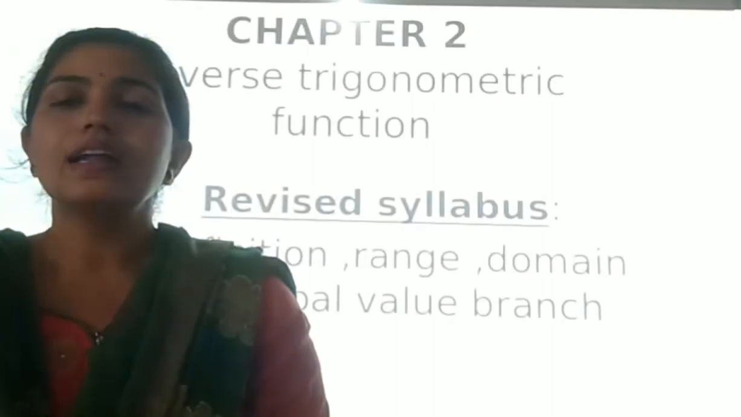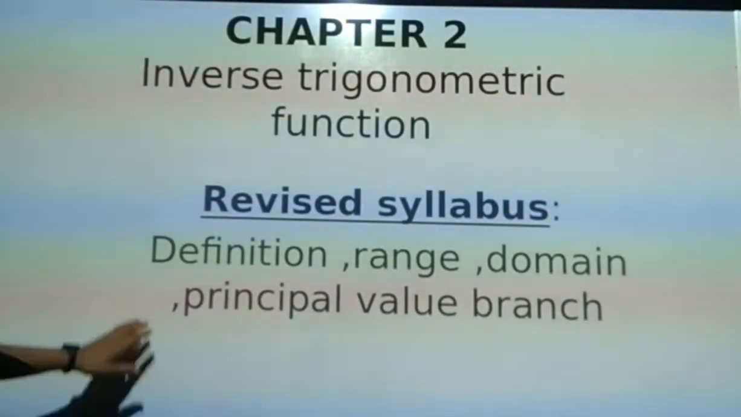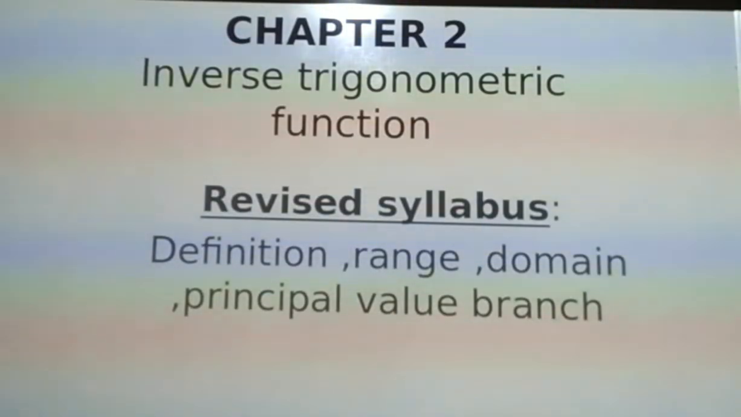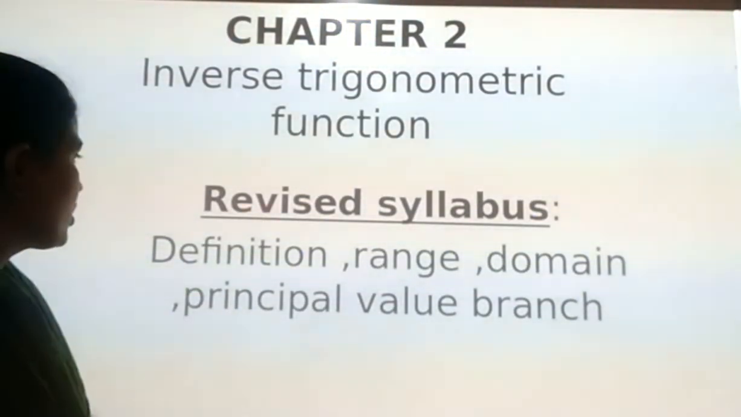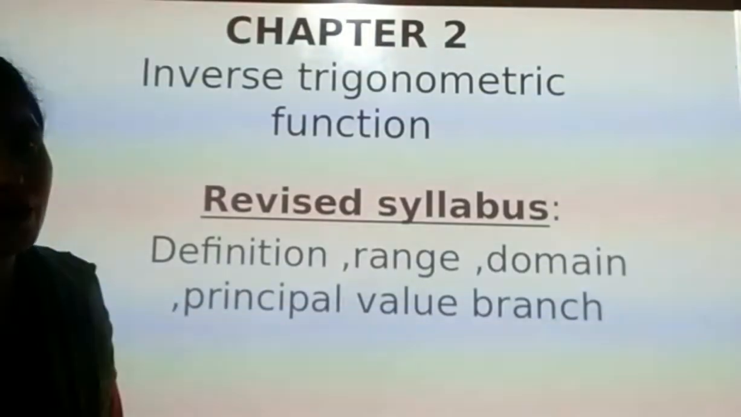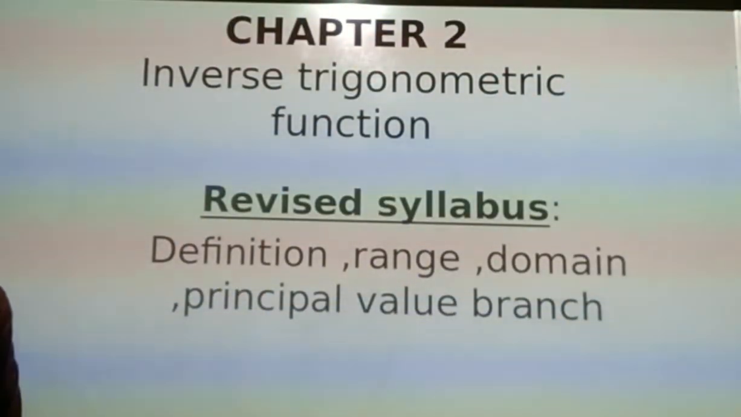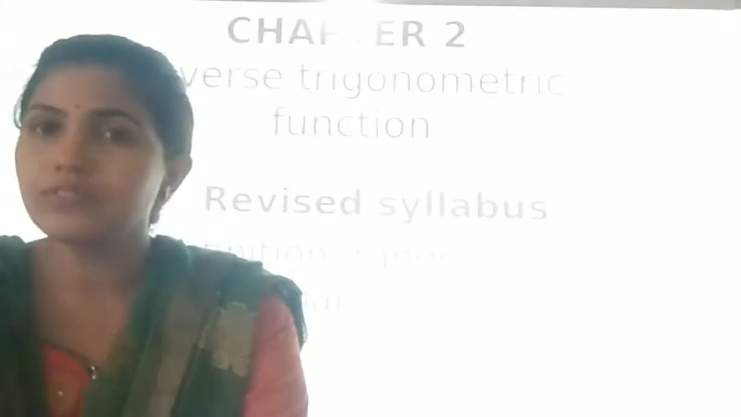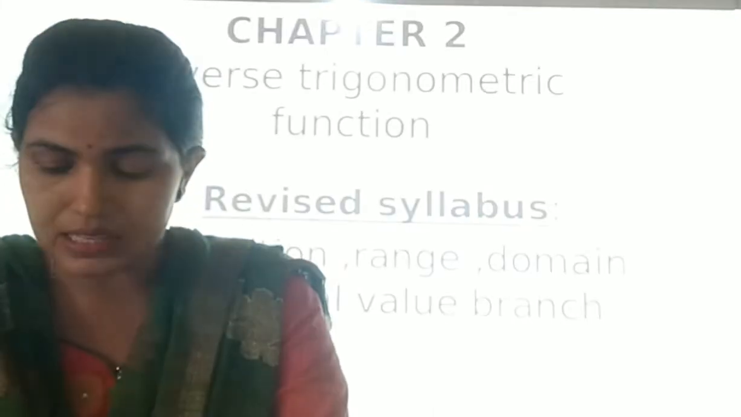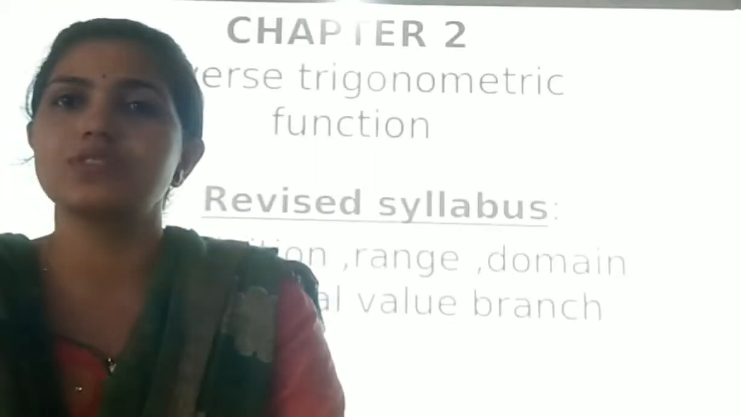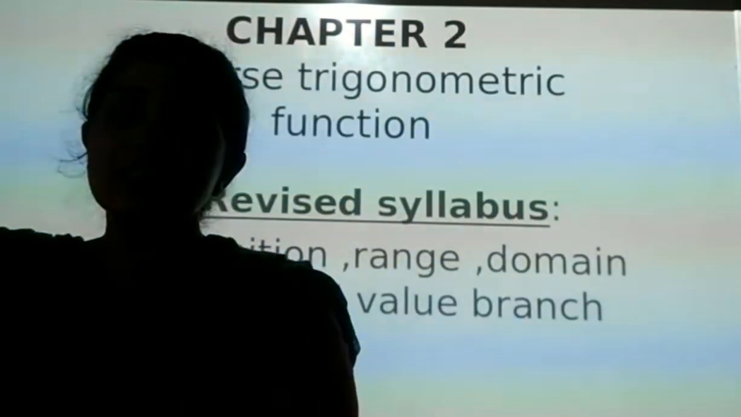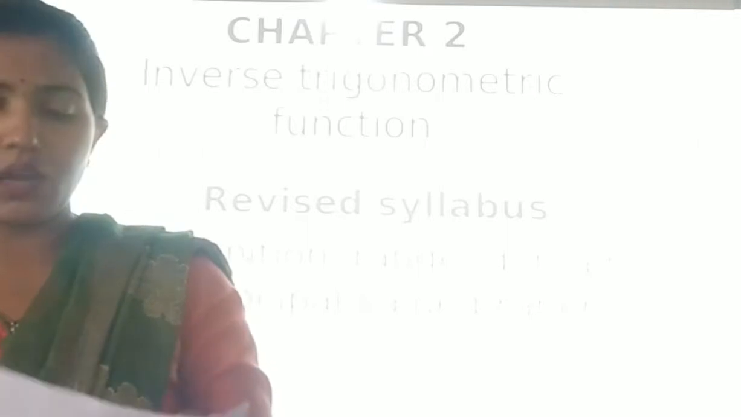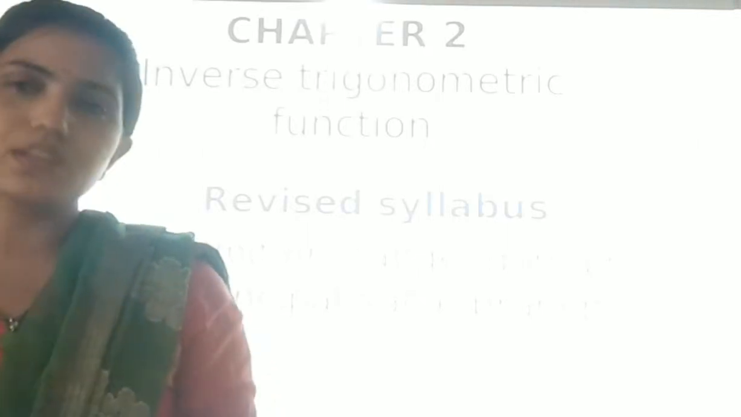So now let us start with chapter 2. First, let me show you the syllabus. The revised syllabus of chapter 2 is the definition, range, domain and principal value branch of the inverse trigonometry functions, and the related portion is the graph of the inverse trigonometry functions and the elementary properties of inverse trigonometry functions. So students, when you are preparing for the second chapter, keep in mind these things, as they are important for your board exam.